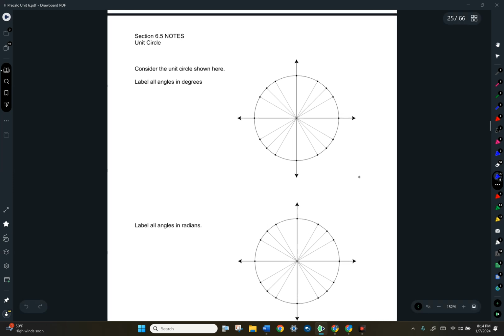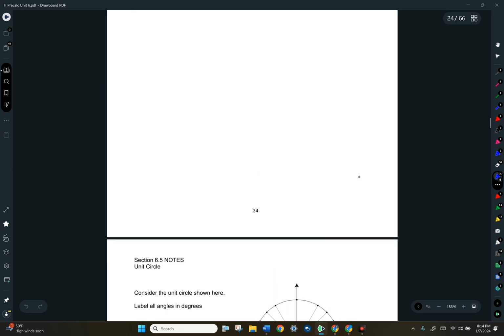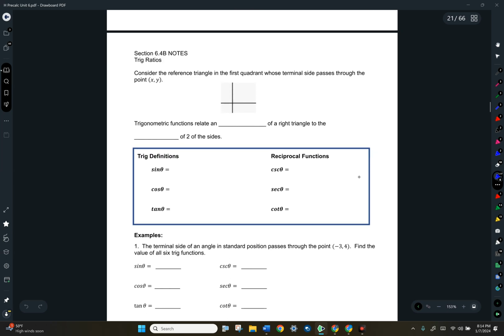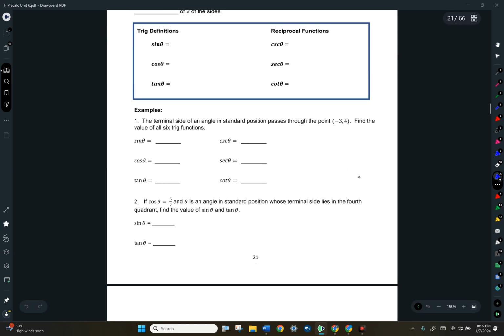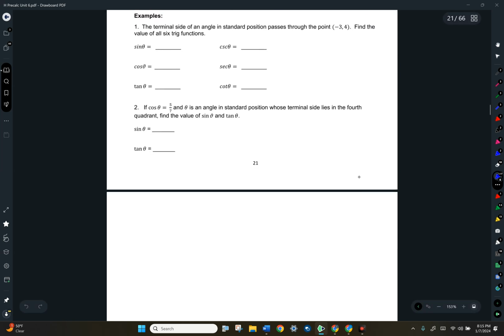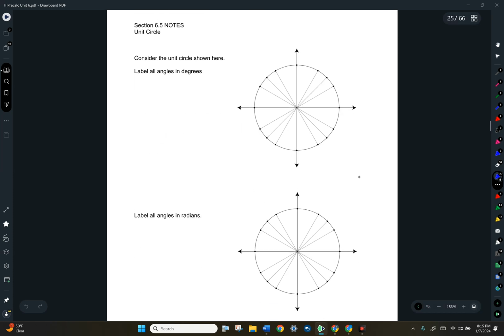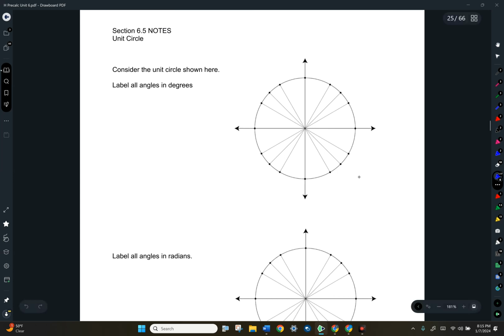So this is section 6.5, and we've already started developing the basic definitions from trig, and we've talked about converting from degrees to radians and back and forth, and we just defined the trig ratios in the last section. So we're going to start to develop something here called the unit circle. So first of all, let's look at the big picture in degrees.